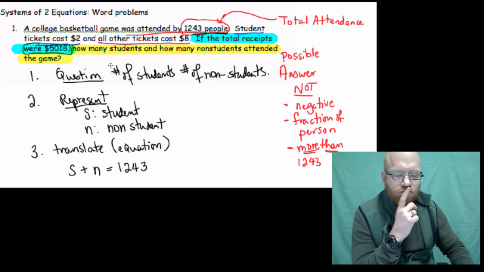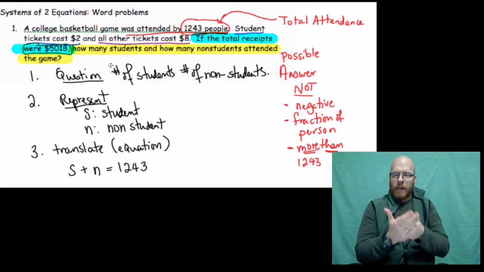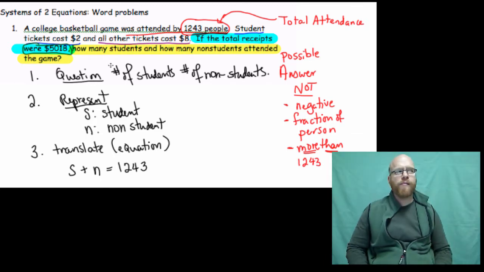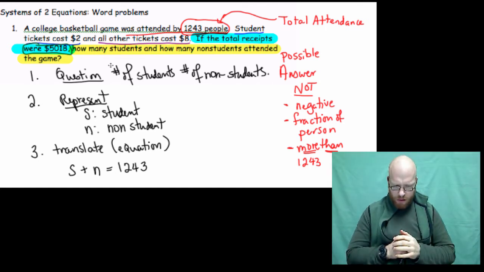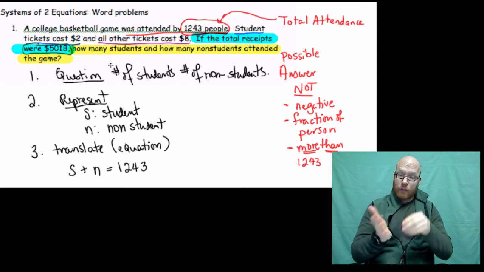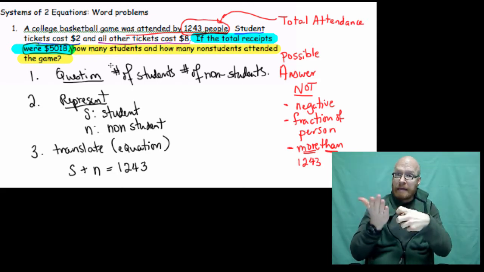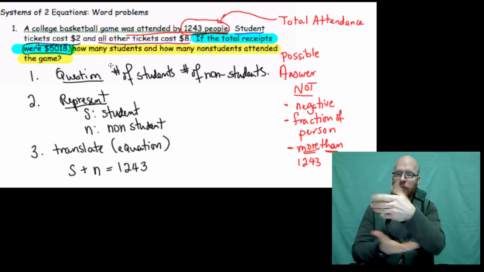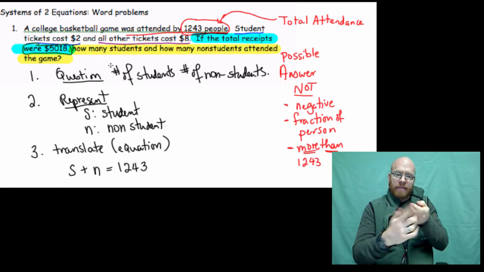So the money. We know how much money they earned that night. The total collected ticket sales. Now, how can we figure these out with the students and the non-students? Well, each ticket that a student purchased cost $2. So all the students, if I times the number of students times 2, I would know how much money the students gave or spent in the game.